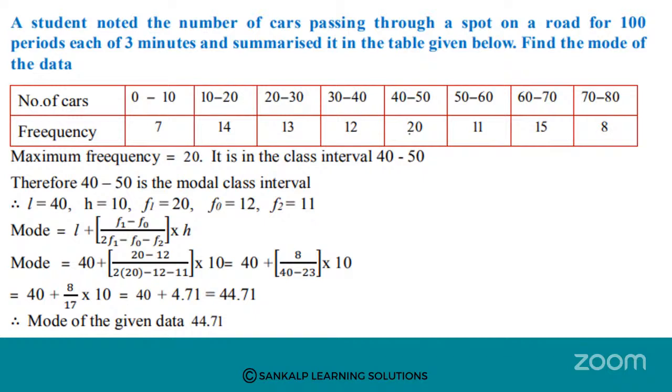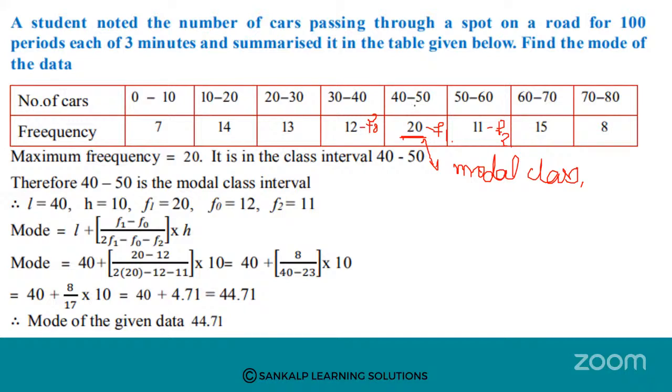Yes. So highest frequency is 20, or you can say maximum frequency. This is called the model class. This value is F1, the preceding value is F0, and the succeeding value is F2. Now we have F1, F0 and F2.